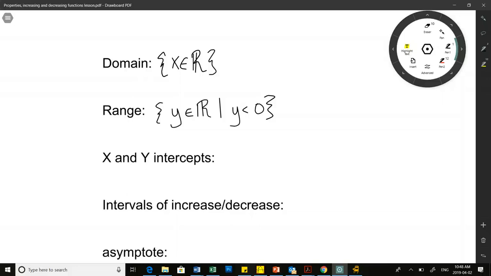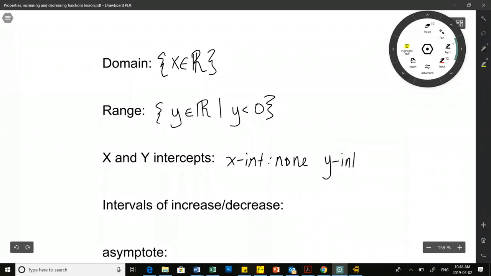Okay, do we have an x-intercept this time? No, we don't. Okay, there's still an asymptote on the x-axis. So for x-intercept, we will say none. Do we have a y-intercept? What is it? Okay, so we'll say it's the point (0, -1).